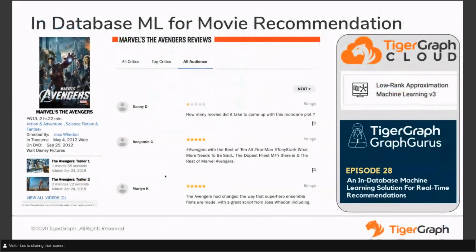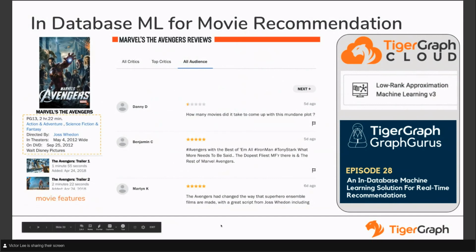So here's one example of in-database machine learning, the common example of movie recommendation. We have some data describing a movie, and we have some reviews of the movies by persons and their ratings. This whole example that I'm going to describe is in one of our webinars. You can look for it as Graph Gurus episode 28, low rank approximation machine learning, and it also comes as a starter kit on TigerGraph Cloud. So if you want to see this example in more detail, you can look at one of those.